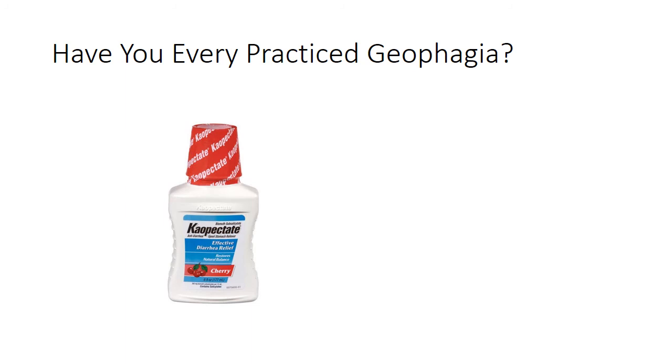One example is Kaopectate. If you've ever had diarrhea and took Kaopectate to fix it, the active ingredient in Kaopectate used to be kaolinite. So if you've ever had diarrhea medicine, you probably had kaolinite, which is the same material that is in that so-called white dirt.